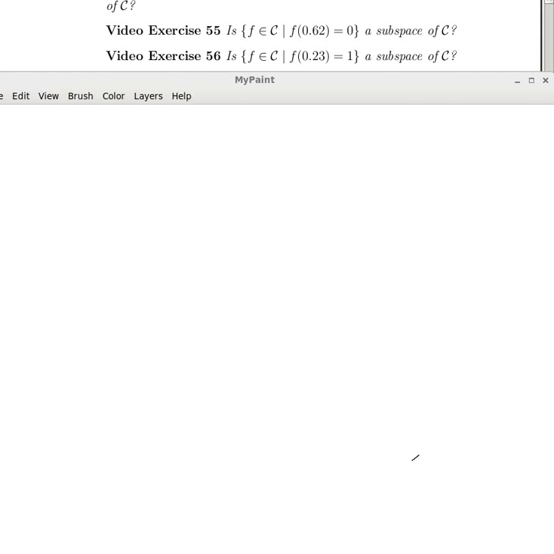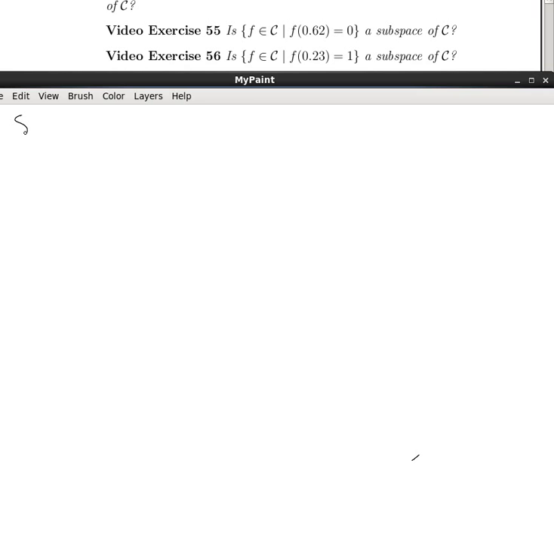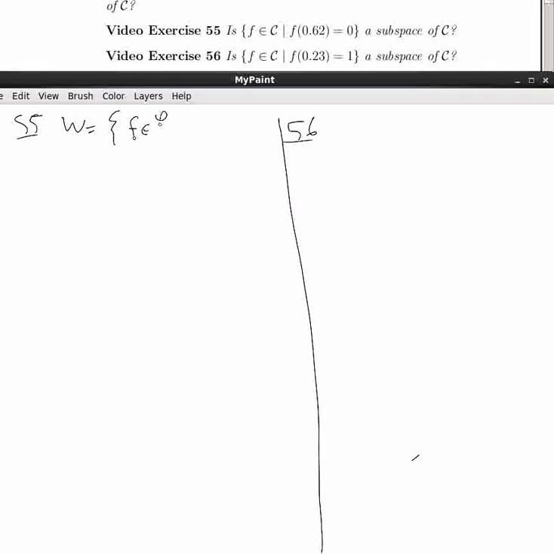I'm going to do 55 and 56 together because I think that will be useful to see. Here we have W equal to the set of all f belonging to the continuous functions such that f of some number is equal to 0. Here we have W prime equal to the set of all f belonging to the continuous functions such that f of some other number equals 1. Is this a subspace? 55 will be a subspace, and I'm going to use theorem 45 to do it.